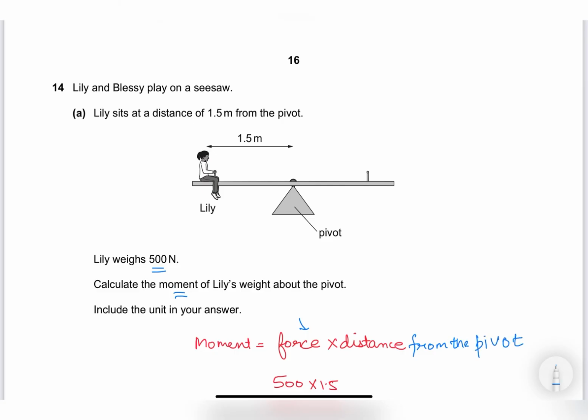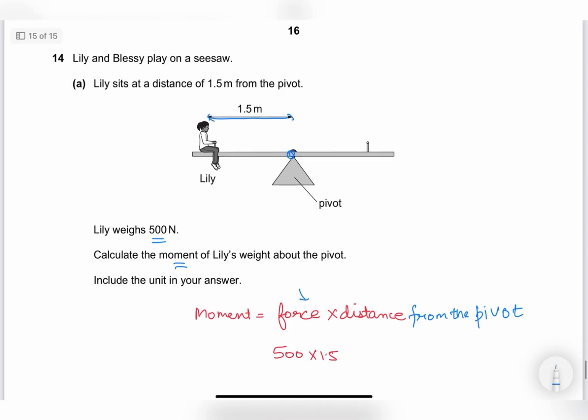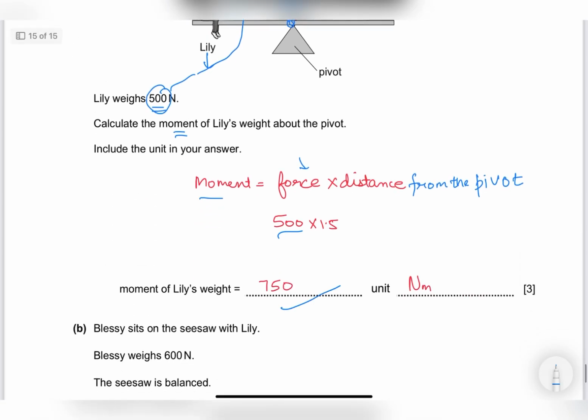So this is the pivot. You have to take the distance from the pivot. What is the moment? 500, this is the weight, times 1.5. And the answer is 750. The unit is Newton meter. The unit of force is Newton, and of distance is meter.